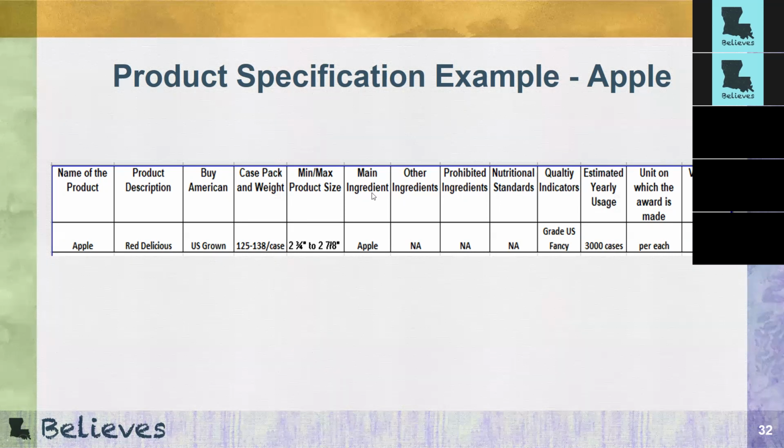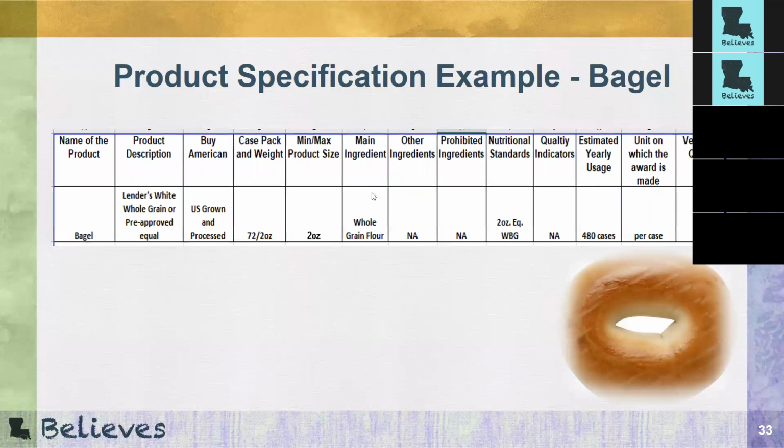Let's look at another example. I want to purchase 2-ounce whole grain bagels. I need to specify whether I want them to be bulk packed or individually wrapped. If I'm doing a grab and go breakfast, I may want them to be individually wrapped. I particularly like Linder's bagels because they're soft and the students really like them. They also have a white whole grain bagel, so the students don't realize it's whole grain.